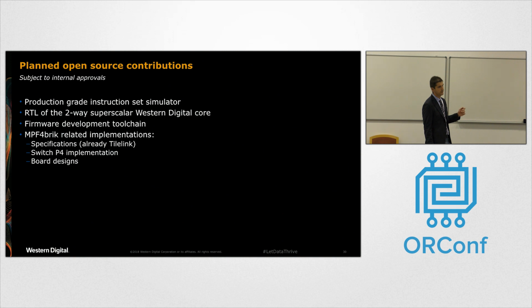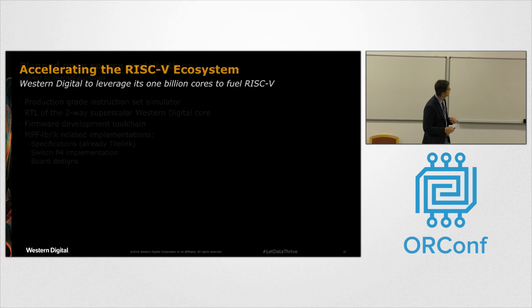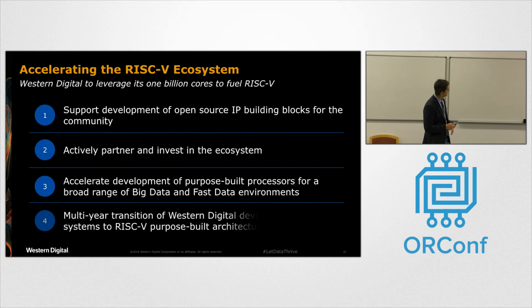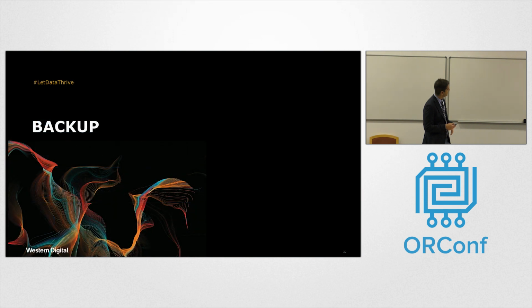Longer term, we definitely want to open source the firmware development toolchain. And finally, a lot of things about MP Fabrik: the spec on how we would pack tiling into the L1 frames, the actual P4 language implementation that runs on a programmable switch, and the board designs, for which I showed the block diagram at a high level. And yes, we want to accelerate the RISC-V ecosystem. You know that I can go through this quickly, and that would be the end of my talk.